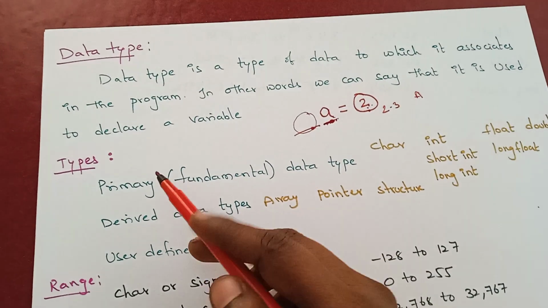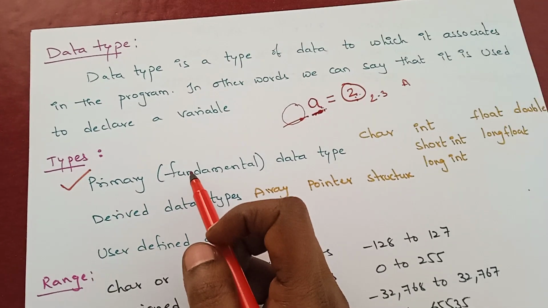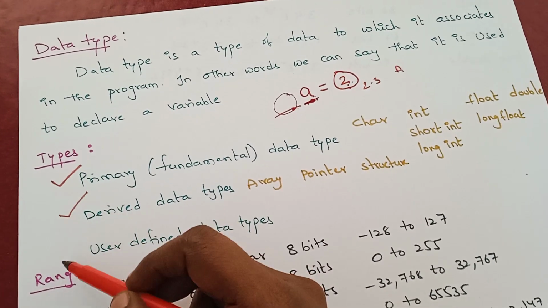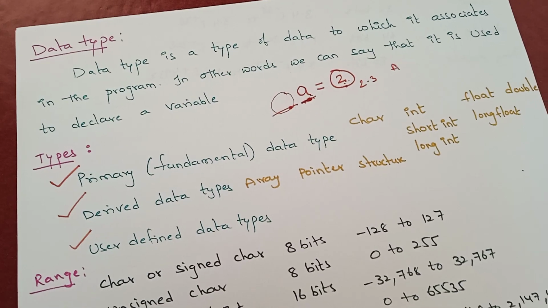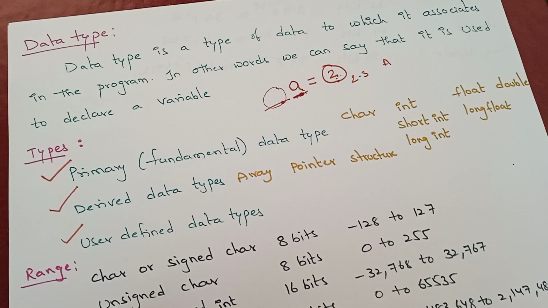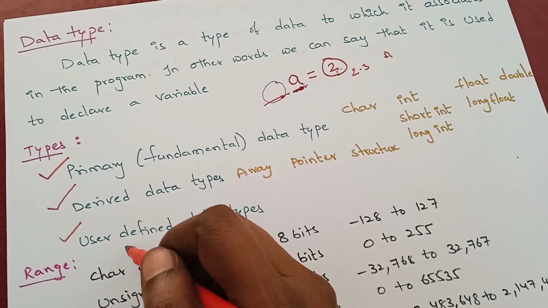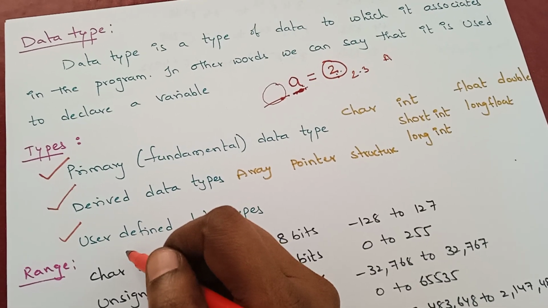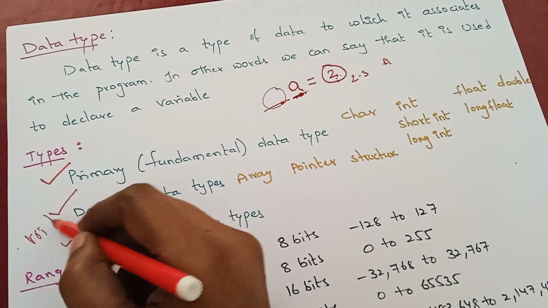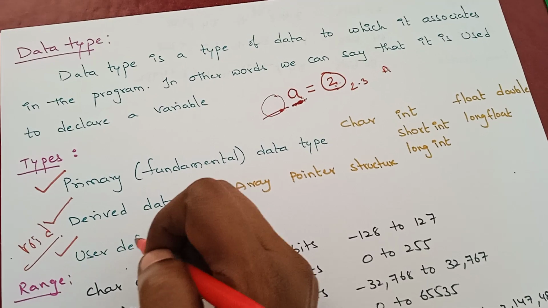Now let's see the types of data types. The first data type is primary or fundamental data type. Second is derived data type. The third is user defined data type. And in some textbooks, like Balaguruswamy and other authors, they are giving a fourth category, which is empty data set, and it stands for void. That is also one of the categories. As we don't have any value here, I am not specifying.